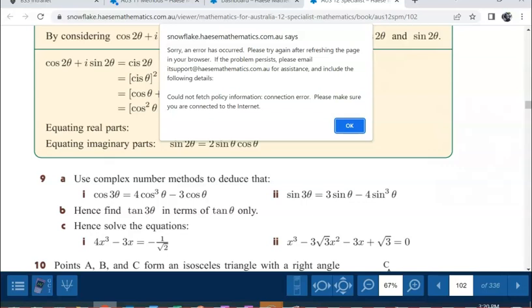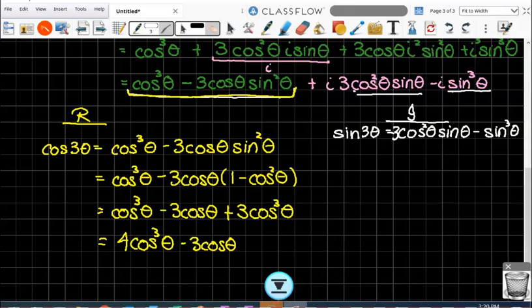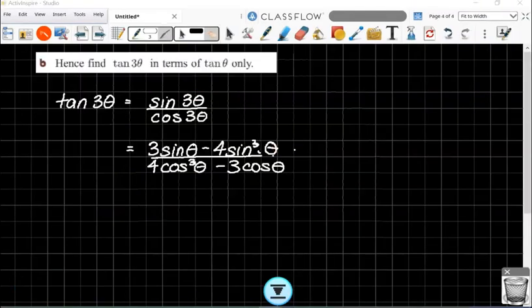So get a nice big page. Right? What is tan 3 theta? Is it not sine 3 theta over cos 3 theta? And we have just got expressions for sine 3 theta and cos 3 theta. So sub them in, see what you can do. So far we've got that. Yeah?